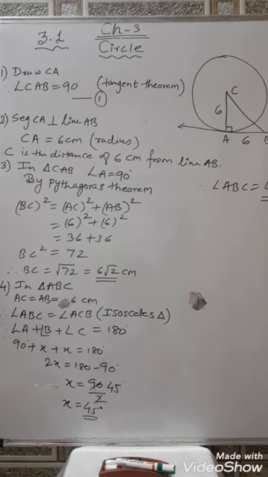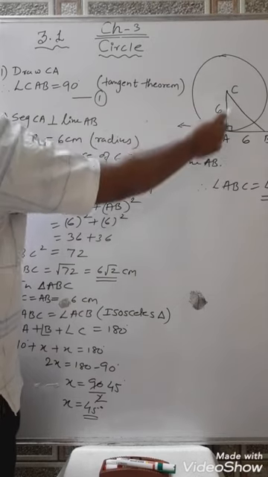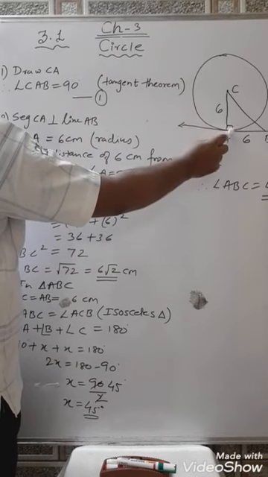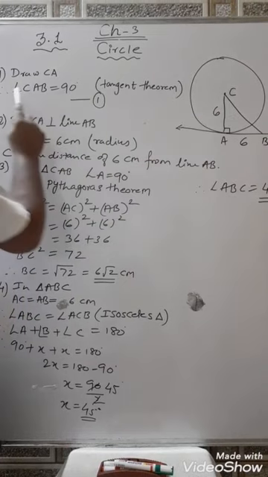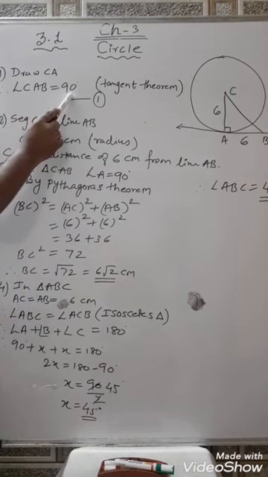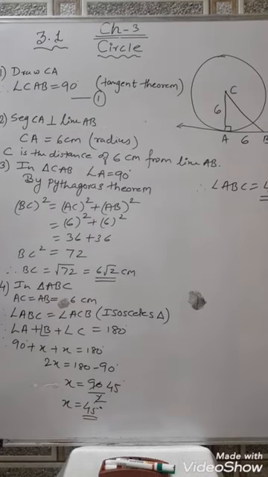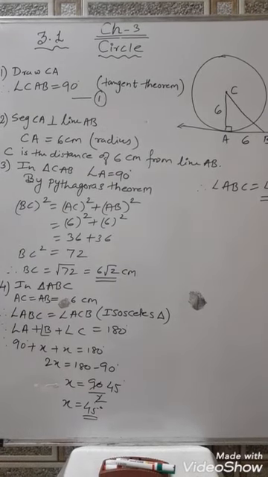So what do we do now? First we draw CA. We join it. When you join it, it forms a perpendicular to line AB. It means angle CAB is equal to 90 degrees by the tangent theorem. That is your first part.